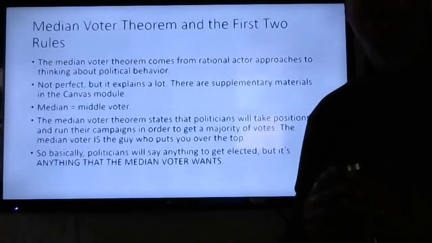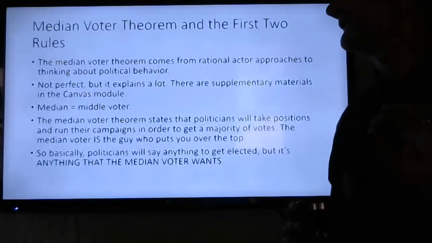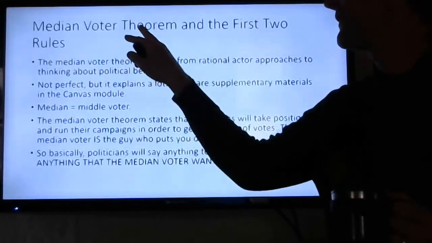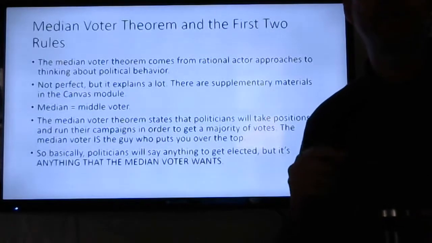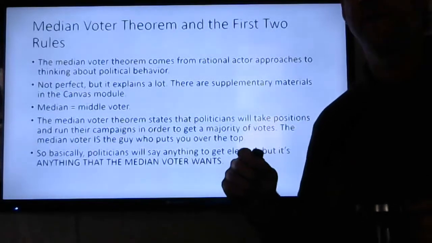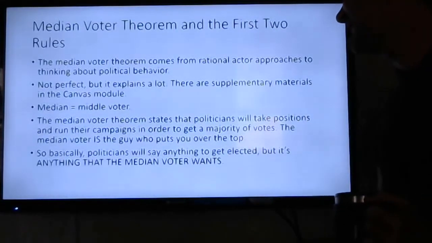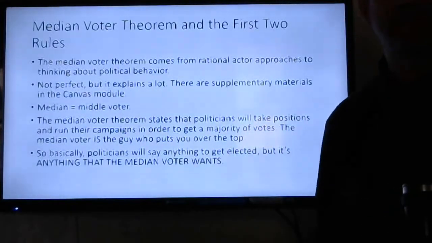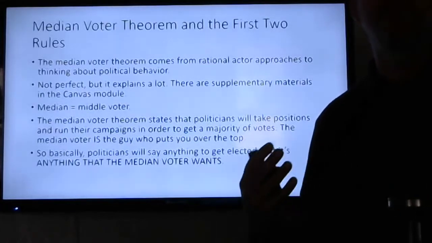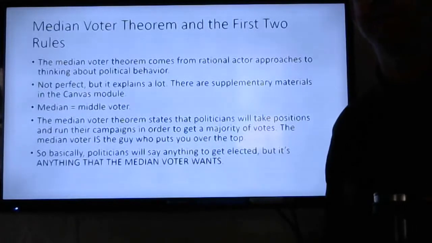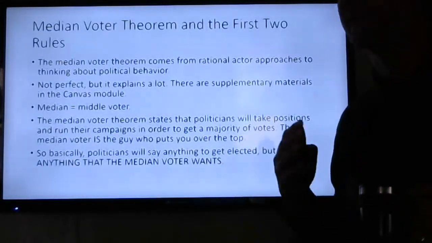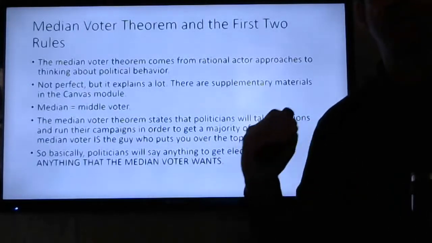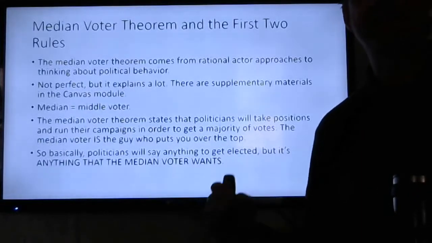Okay, let's look at our first two rules. But to do that, I need to talk about this important piece of political science we call the median voter theorem. The median voter theorem is a central piece of rational actor explanations of political science. Okay, it's not perfect. I'm not going to really worry about the criticisms that much, but it explains a whole lot. And I'll put some supplementary materials up on Canvas so you can get a little bit deeper into the median voter theorem. But I want you to learn it just like I teach it here in this class today, okay?